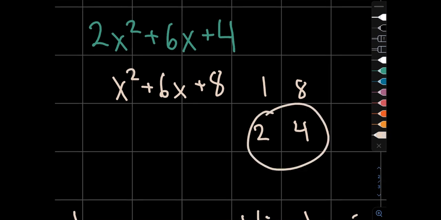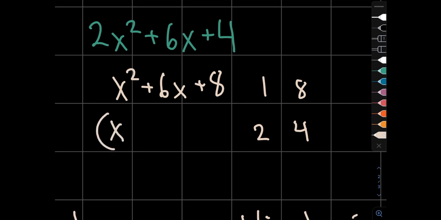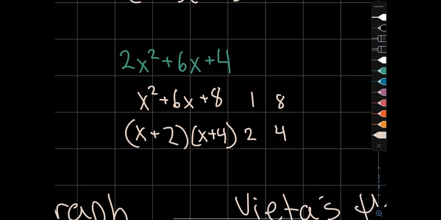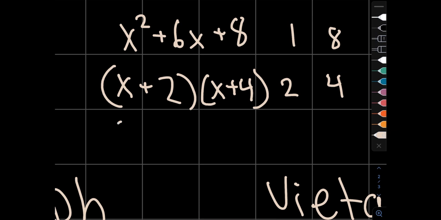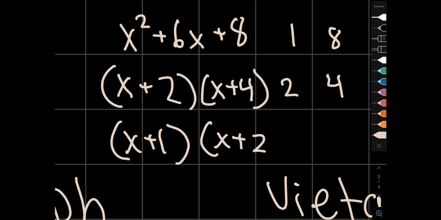So 2 plus 4 is 6, and 2 times 4 is 8. We don't have to worry about positive or negatives in here. So now we have x, let's say x plus 2, x plus 4. Now, you know that 2 we multiplied at the beginning to our 4? Well, we're going to divide by 2. And these come out nice and even. So now we have x plus 1, and we have x plus 2.